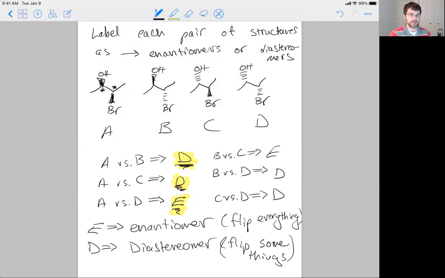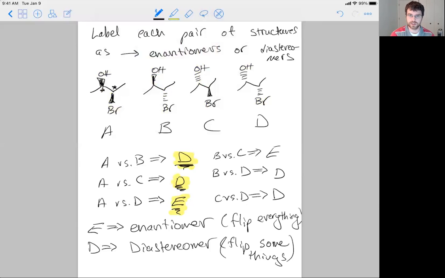So again, what I want us to be able to do is for any molecule, I want us to draw all possible stereoisomers, which is a permutation of wedges and dashes. Then I want us to label those and then pair them up, A versus B, C, D, that sort of thing. And then I want to label each pair as enantiomers or diastereomers.